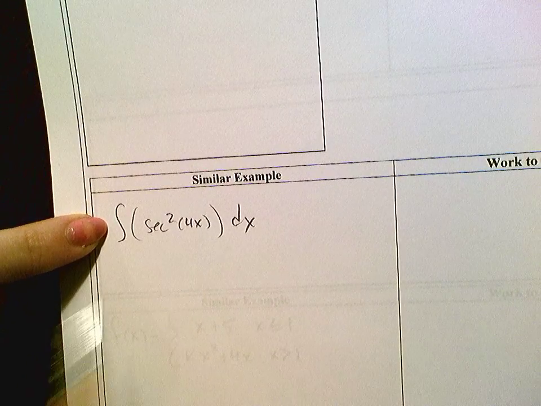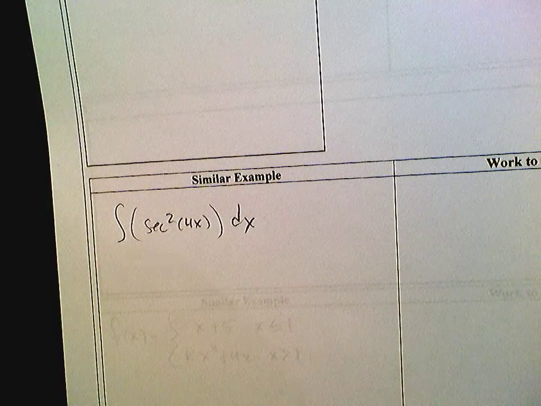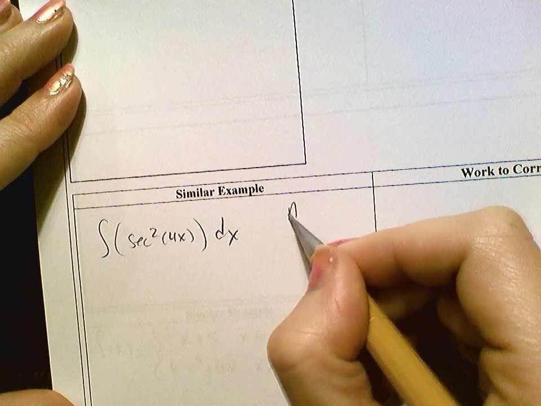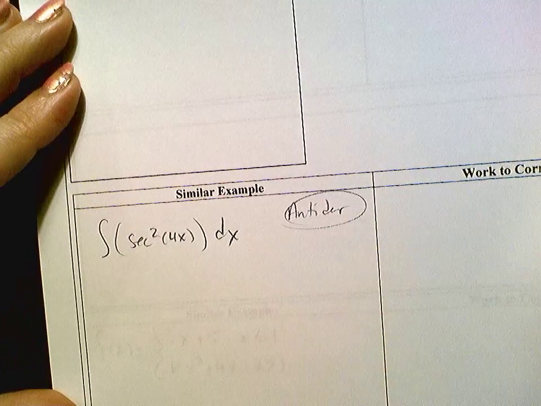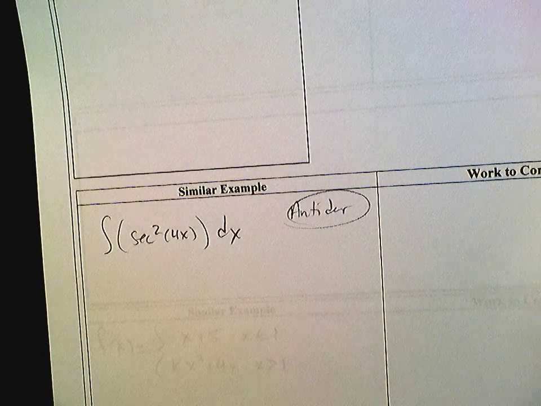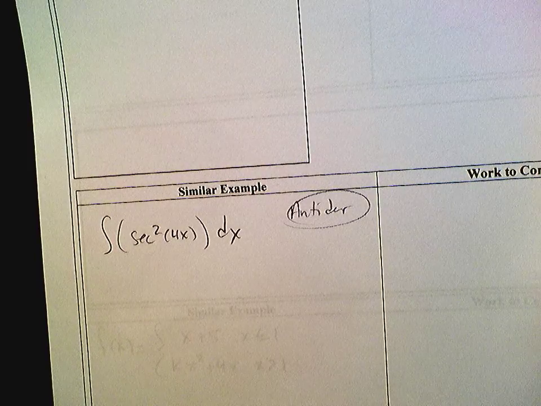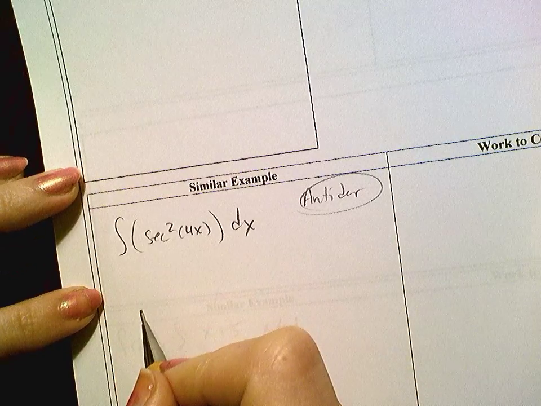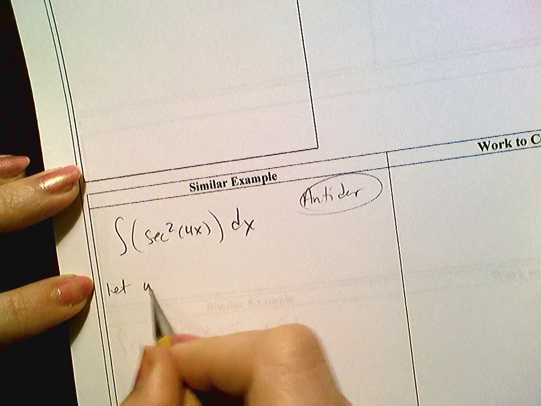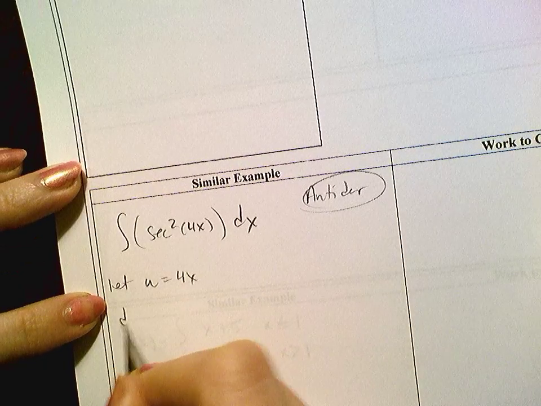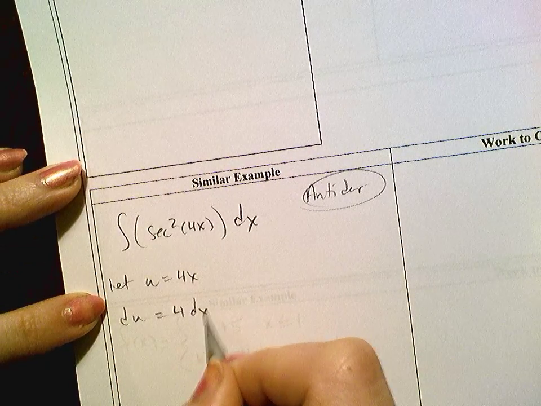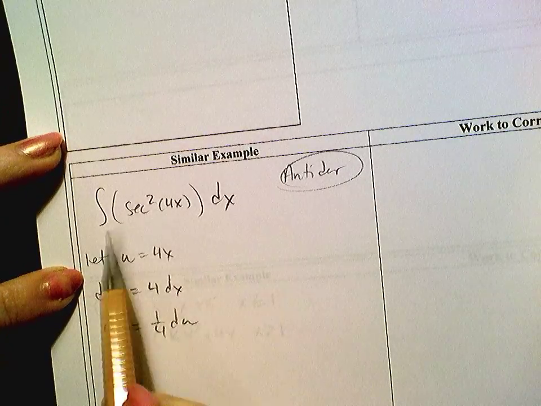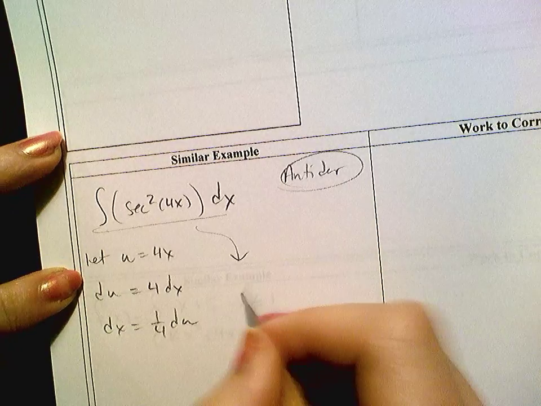So always ask yourself if this is a limit, a derivative, or an antiderivative. So this is an antiderivative, okay? So I have to think of my antiderivative techniques, and nothing works, so I have to try u substitution. So I will let u equal 4x. So then du is 4 dx. So then dx is a fourth du. So then I take this and I do the substitution in for it.